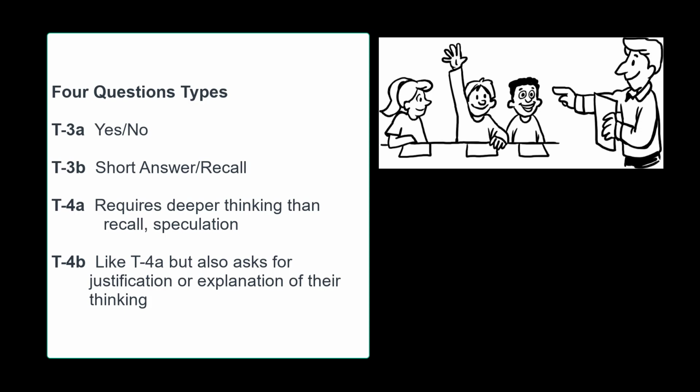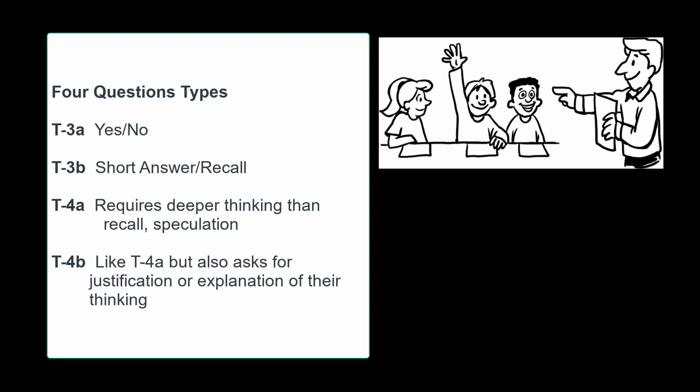Then we have short answer, or what we call recall questions. These are usually factual type questions. When was the War of 1812? Is this red or blue? Now those are pretty simply asked questions, but anything that's a short answer or a recall, a fact type of question, we would categorize as a T3B.